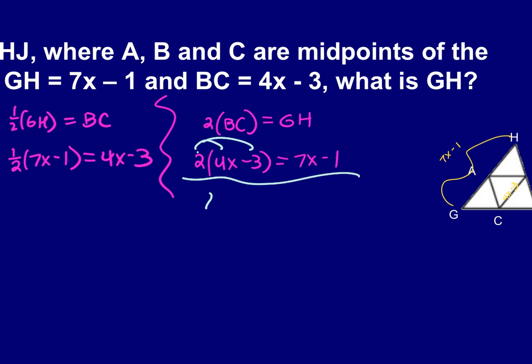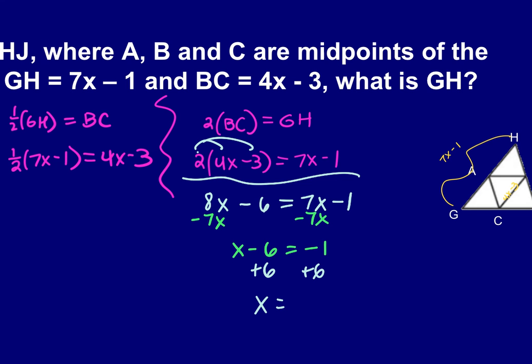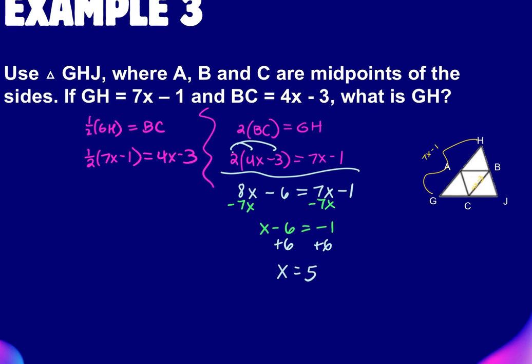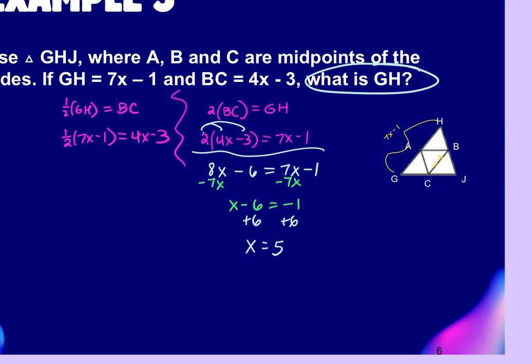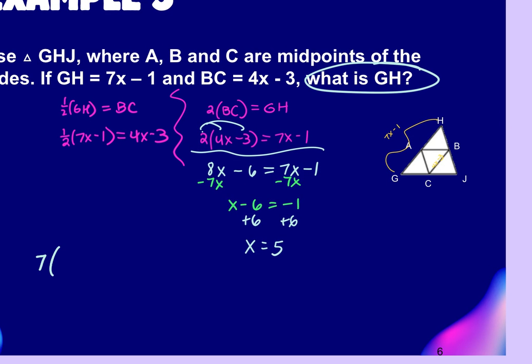Distribute here, so 8x minus 6 equals 7x minus 1. Subtract the 7x. x minus 6 equals negative 1. Add the 6, and x is 5. Am I done? No, because it's asking for GH. Plug it back in. 7 times 5 minus 1, 35 minus 1, 34.